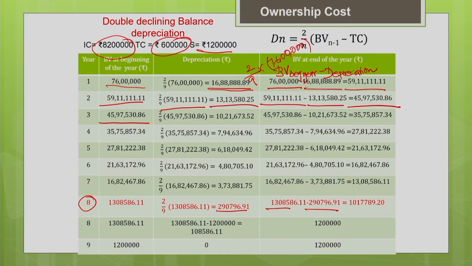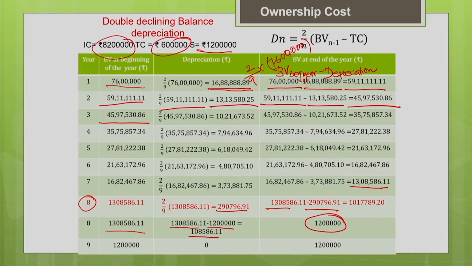Now, you back calculate. That is why I have calculated for the 8th year again. How do you back calculate? The book value at the end of the 7th year is the book value at the beginning of your 8th year. Now, you fix the book value at the end of the 8th year. It cannot go below the salvage value. So, fix the book value as 12 lakh. Now, you back calculate the depreciation. The book value at the beginning of the year minus 12 lakh gives you the depreciation. So, you have to back calculate.